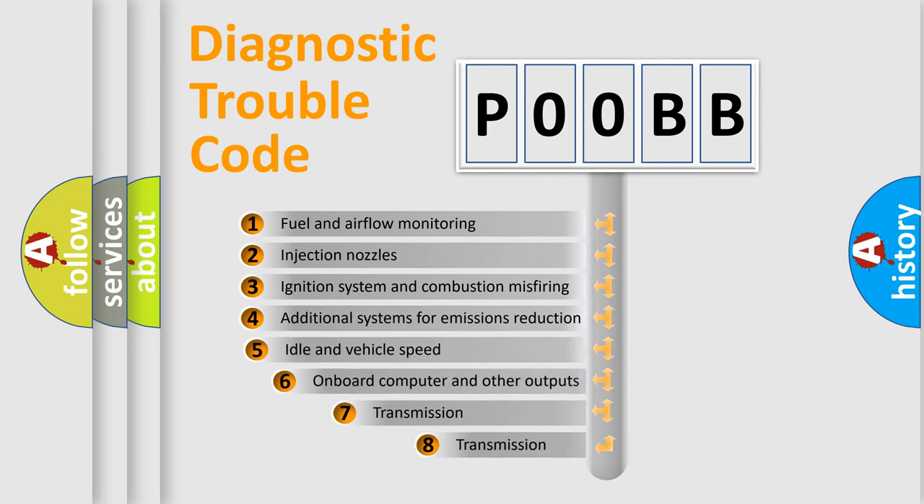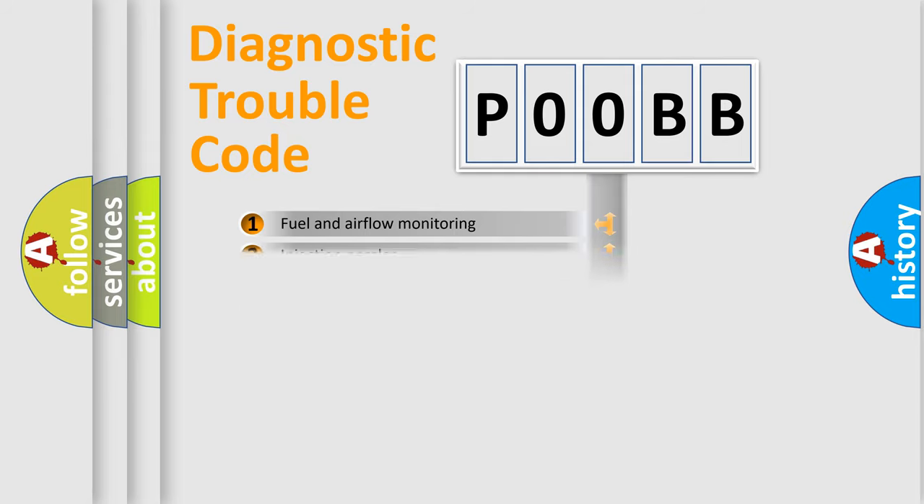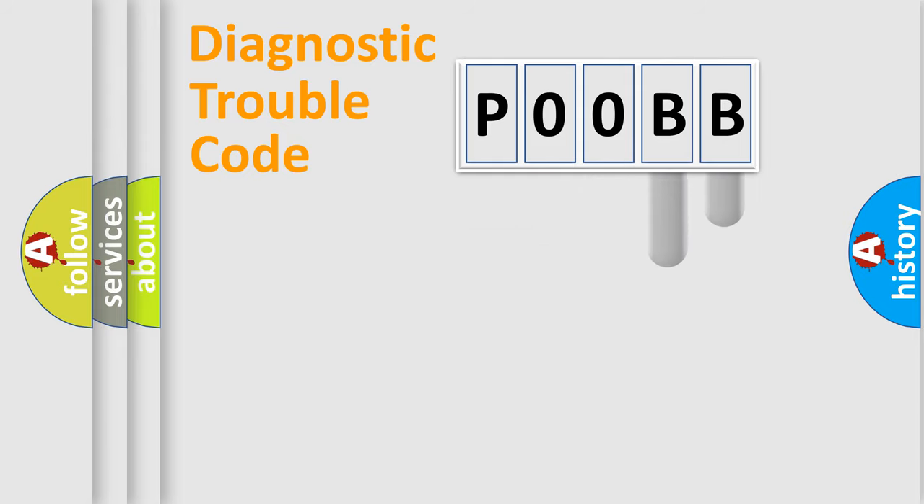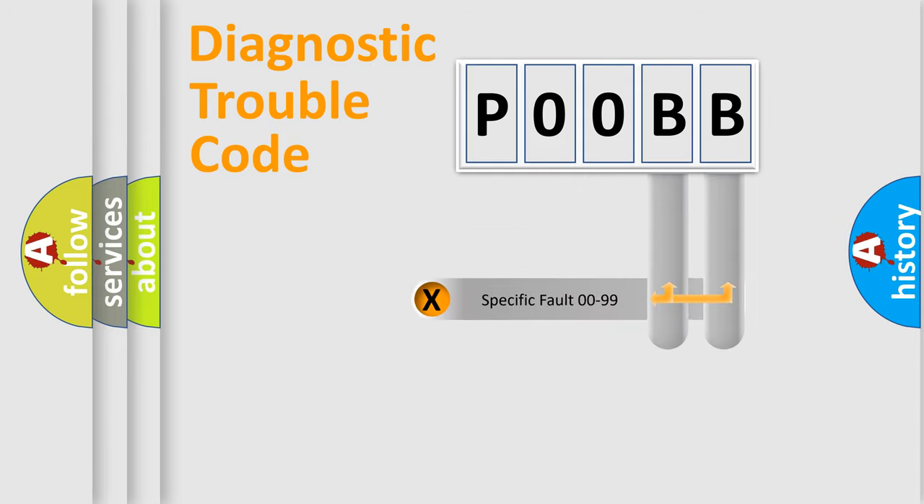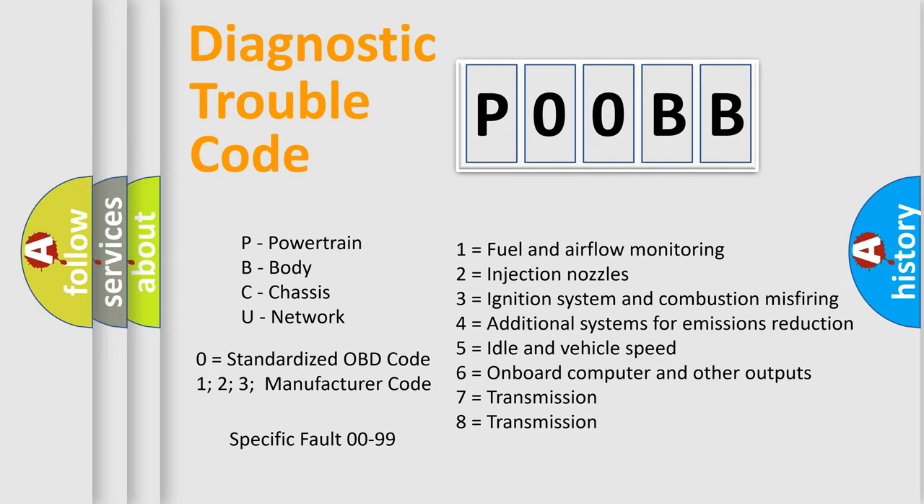The third character specifies a subset of errors. The distribution shown is valid only for the standardized DTC code. Only the last two characters define the specific fault of the group. Let's not forget that such a division is valid only if the second character of the code is expressed by the number 0.